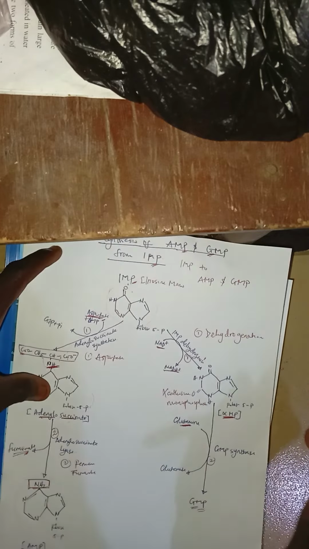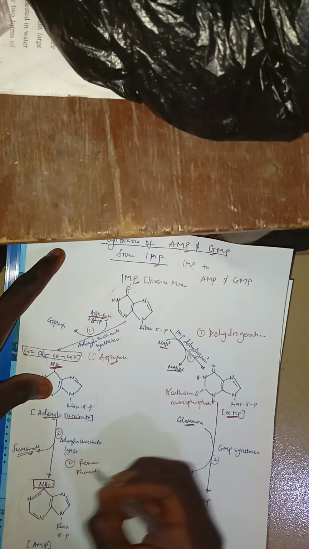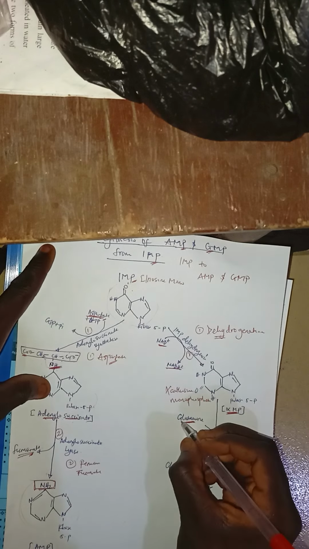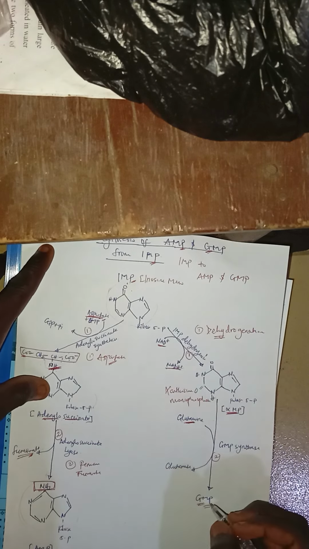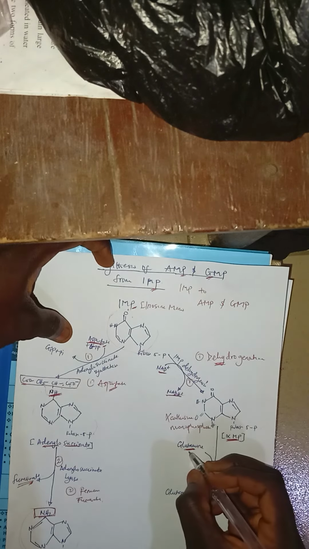Then from there you get GMP. So if you notice, this side is easier, and this side is also easier. You add aspartate, you remove fumarate. This side you do a dehydrogenation reaction, then you add glutamine so that you can get your amine group. So that is the main thing about the formation of AMP and GMP from IMP. To summarize, remember that we added aspartate, we removed fumarate, we did the dehydrogenation reaction, and we added glutamine.